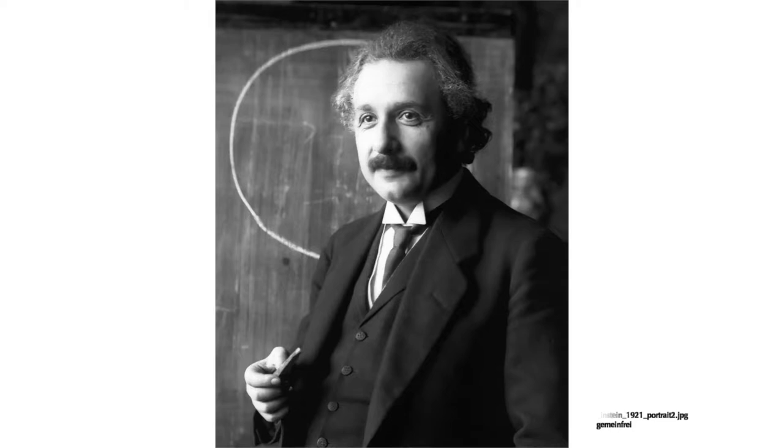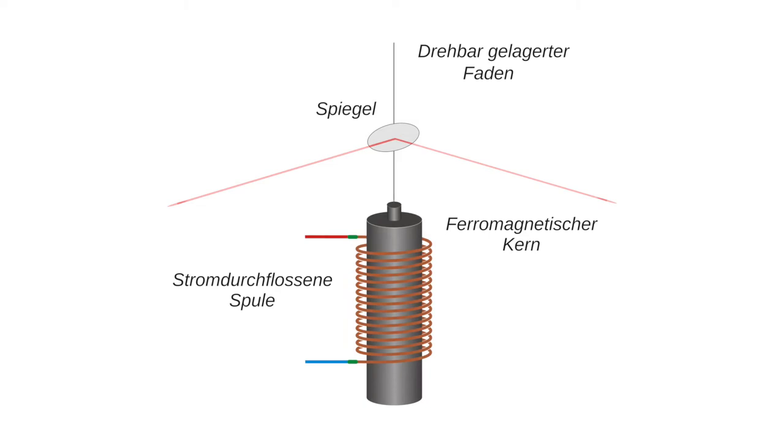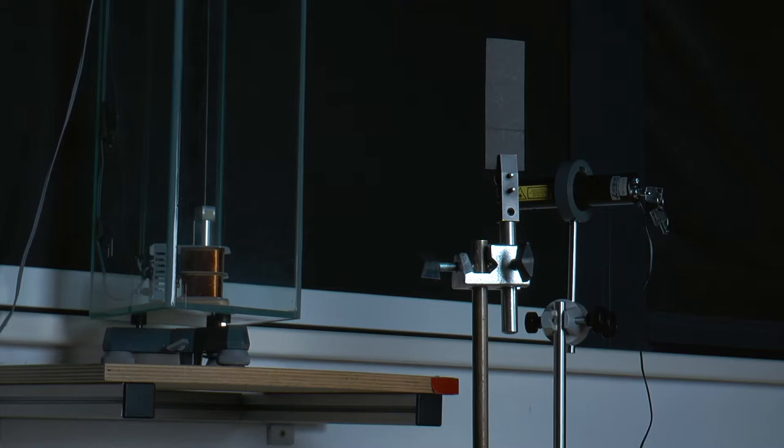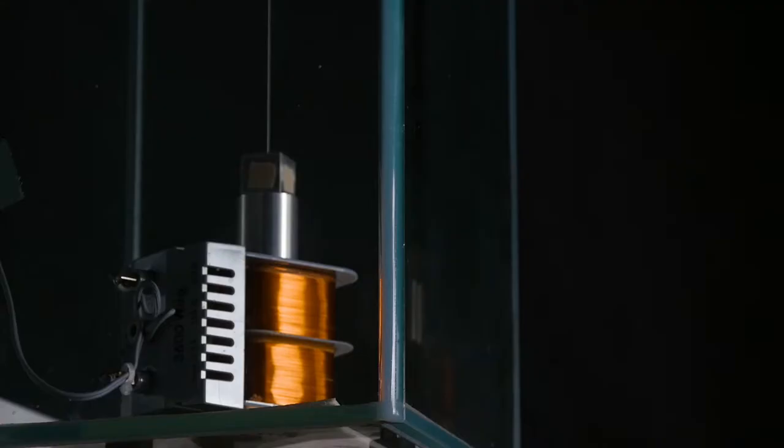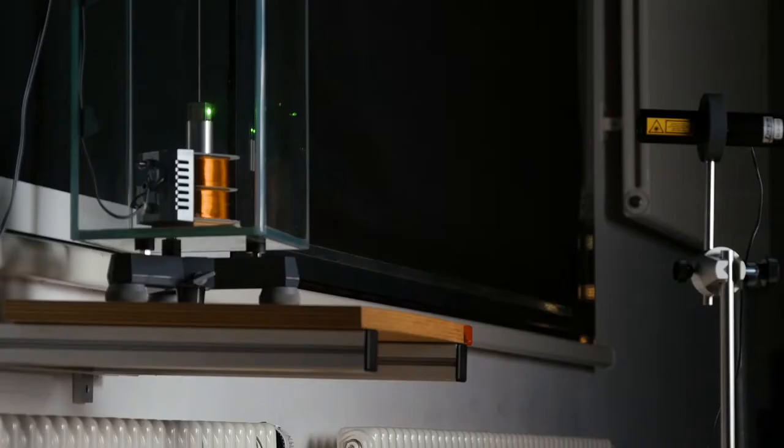The experiment demonstrates that the electron spin behaves like an angular momentum, not only mathematically, but also macroscopically. To observe the Einstein-de Haas effect, a cylinder of a ferromagnetic material suspended from a rotating thread is used. A small mirror is attached to the thread above the cylinder. A laser beam is directed at this mirror and reflected to a distant wall as a light pointer. If the cylinder rotates, the mirror also rotates, and the reflection of the laser on the wall moves.